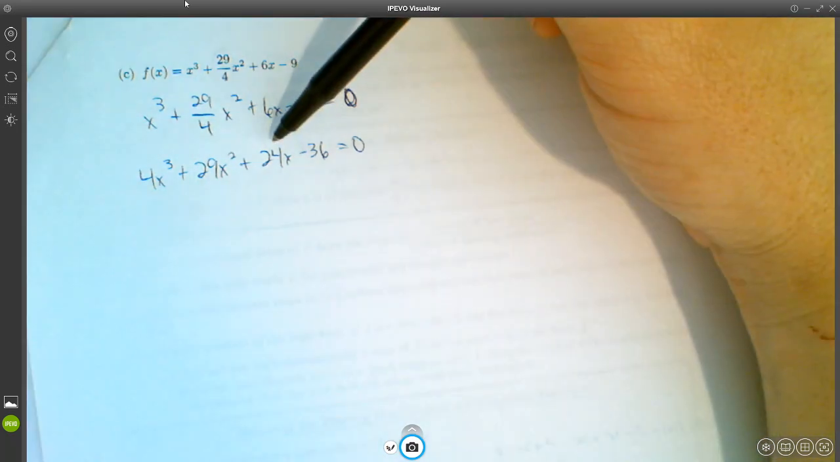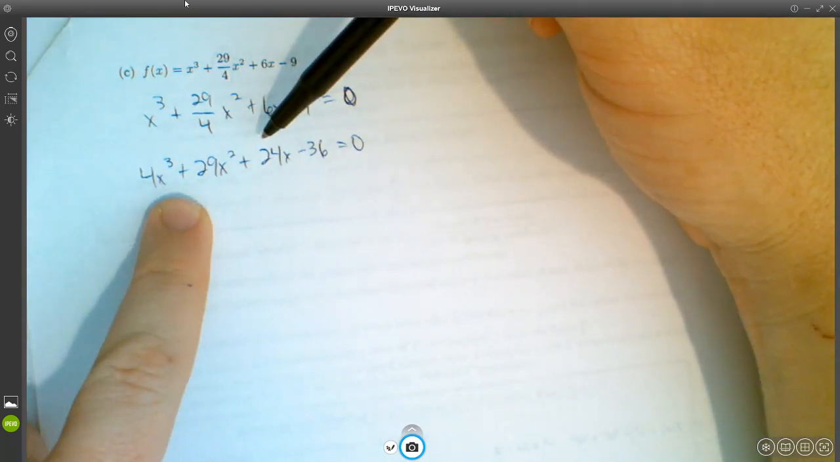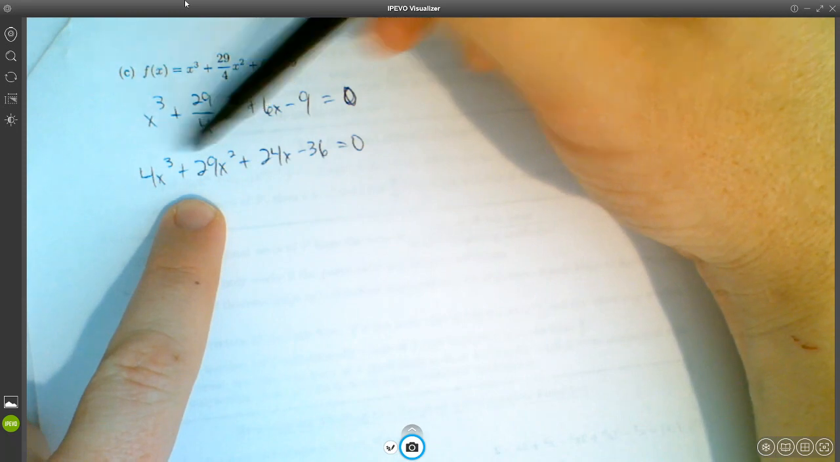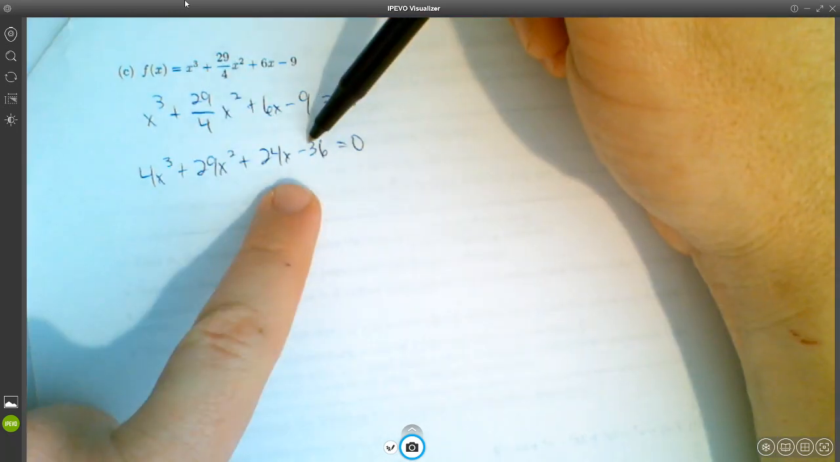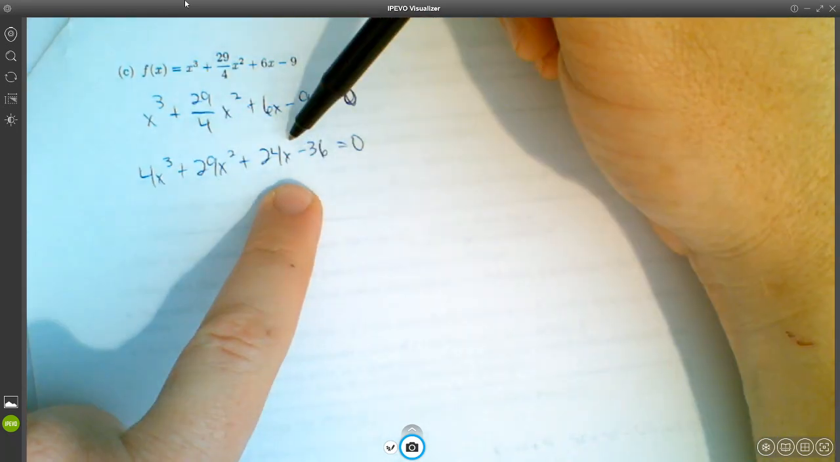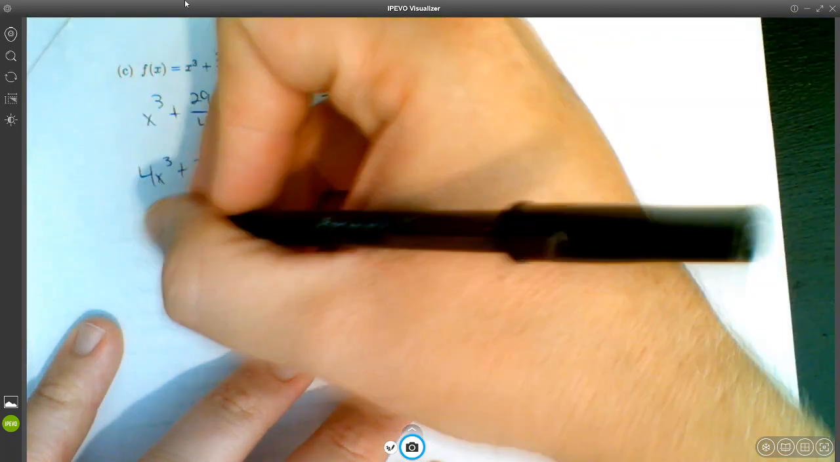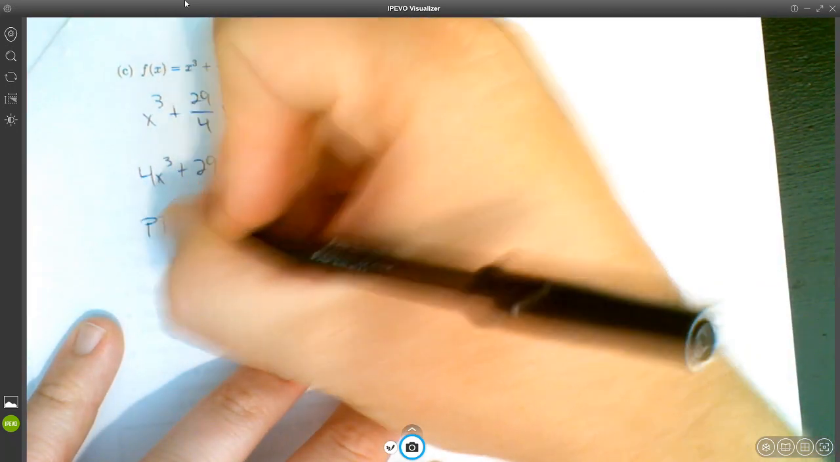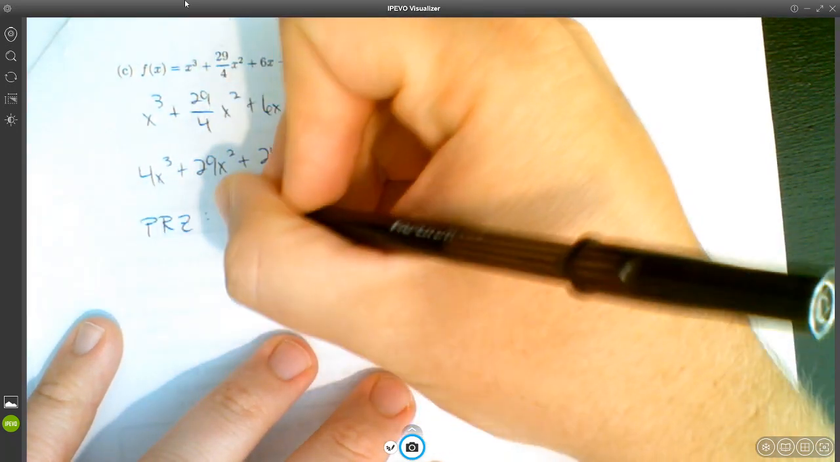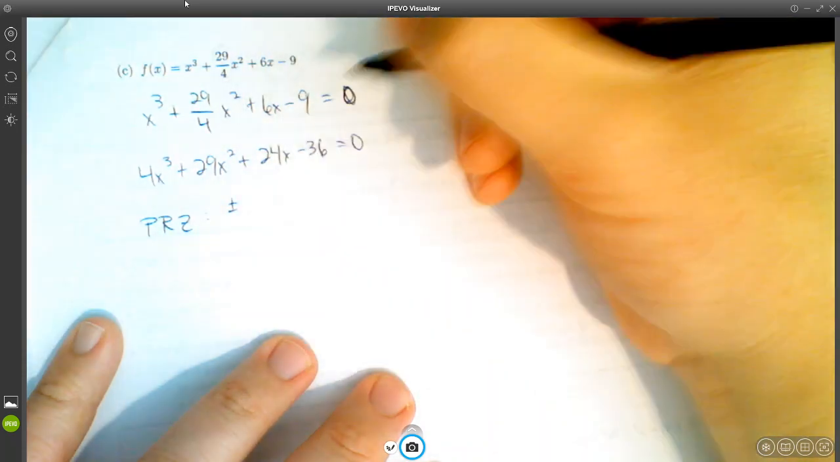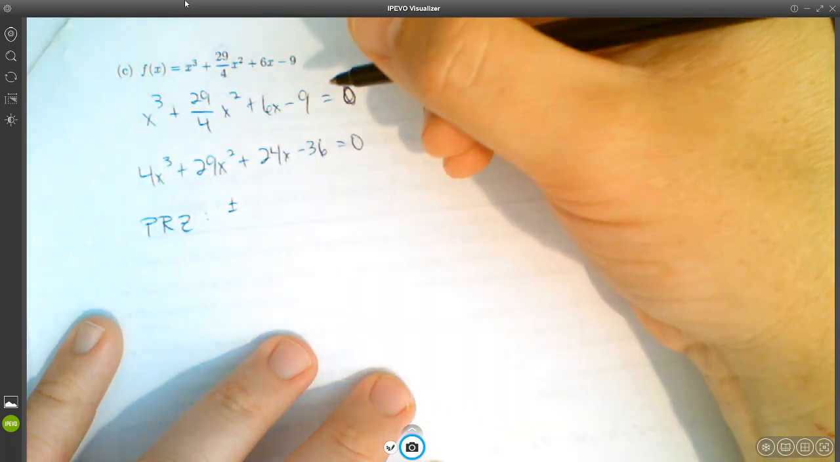So I can say, well, first of all, maybe I should try to factor it using normal methods. Here I could take out an x squared and be left with 4x plus 29. Here, no matter what I factor out, I'm not going to be left with the 4x plus 29. So no, I can't factor by grouping. But I can make a list of the possible rational zeros. They're going to be factors of 36 over factors of 4.